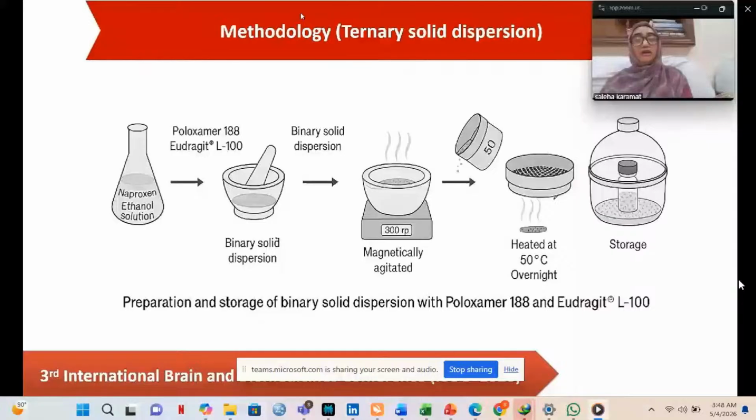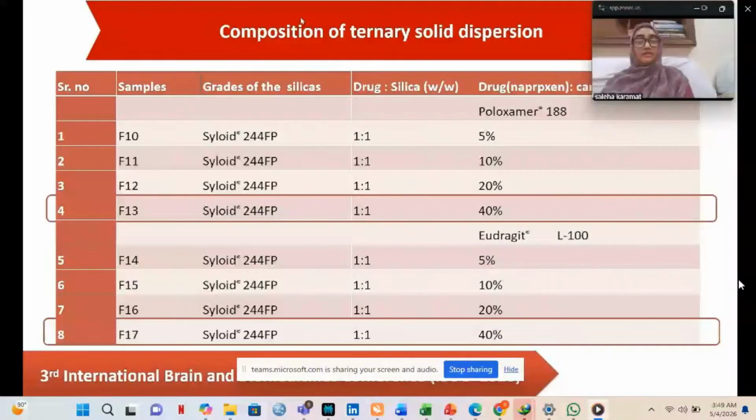Then the results are the entrapment efficiency and the solubility of the binary solid dispersion, in which the solubility in distilled water, pH 1.2, and pH 6.8 increases, and the entrapment efficiency is also maximum in formulation F1.